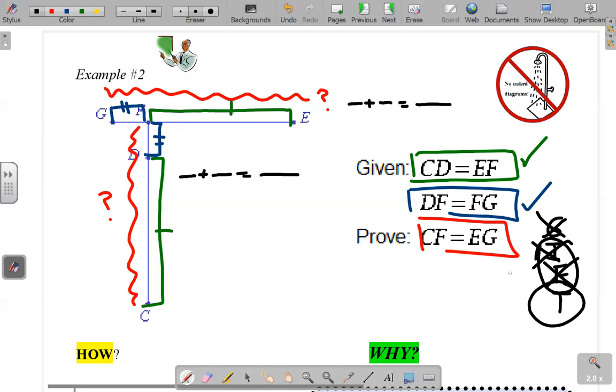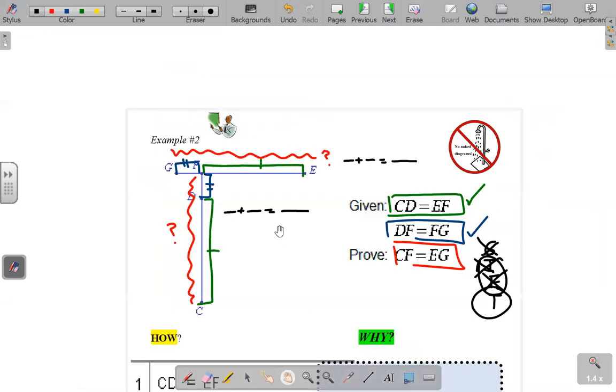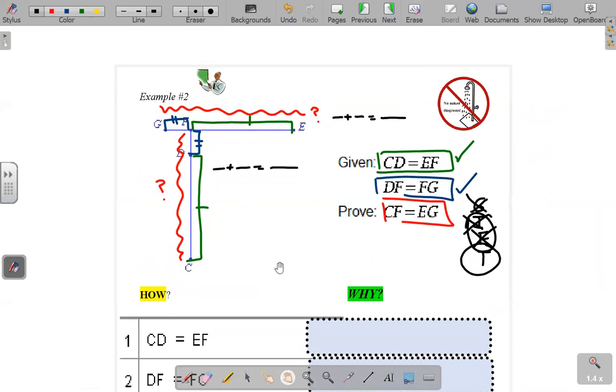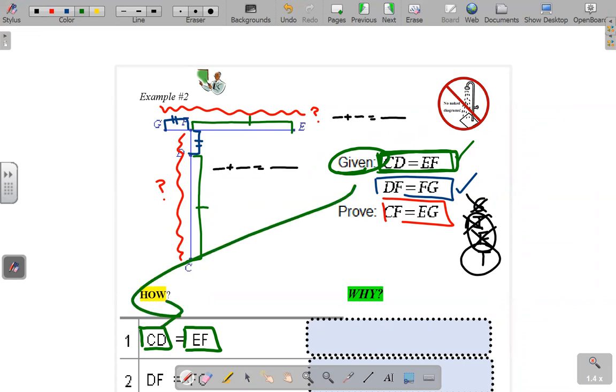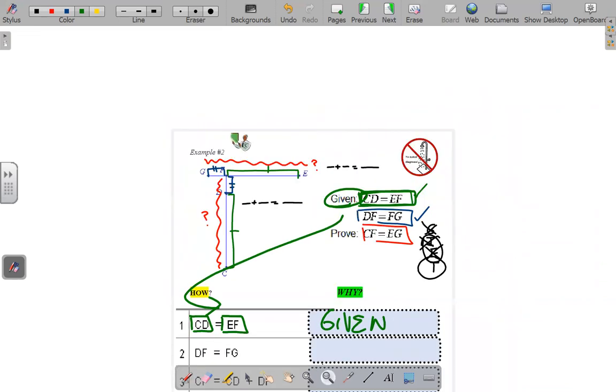Josh, let's get the lights so we can see all the colors. Ready? Let's take a look. CD, EF, put your fingers on it. Now, put your finger here. Where else do you see CD equals EF? Here. Given. So guess what the reason is? Given. All right. Ready? Let's do another one.